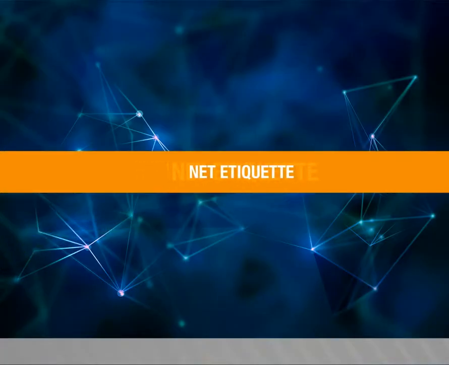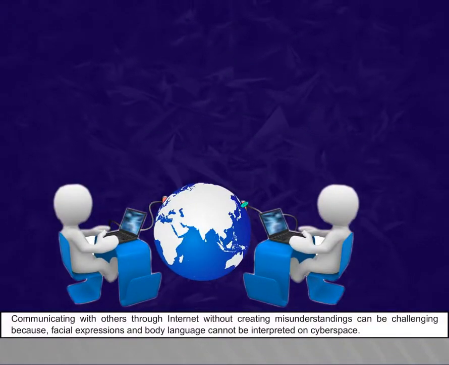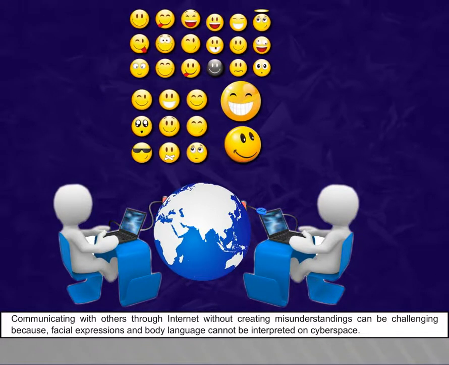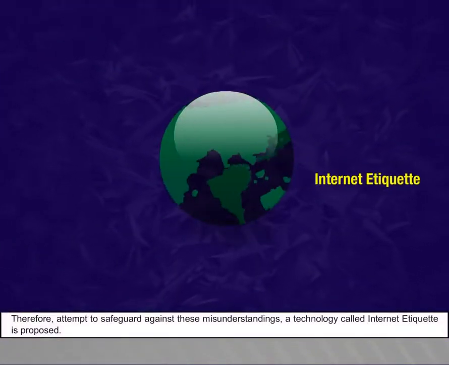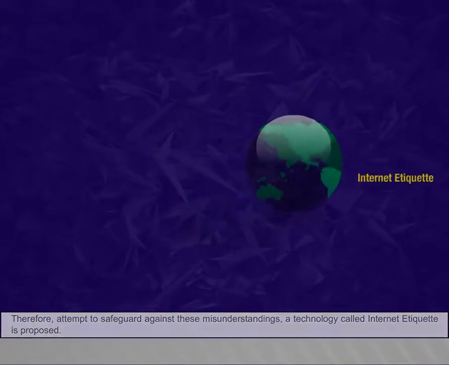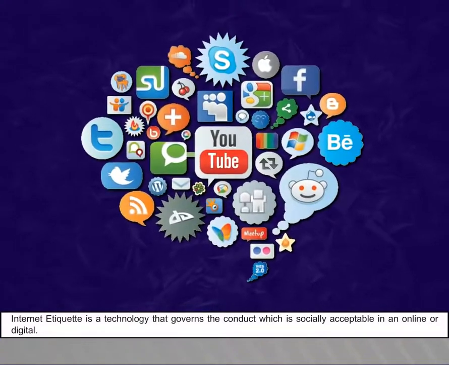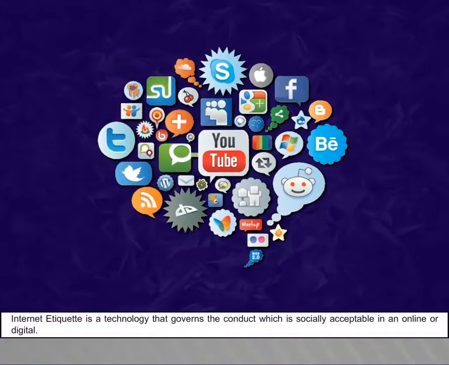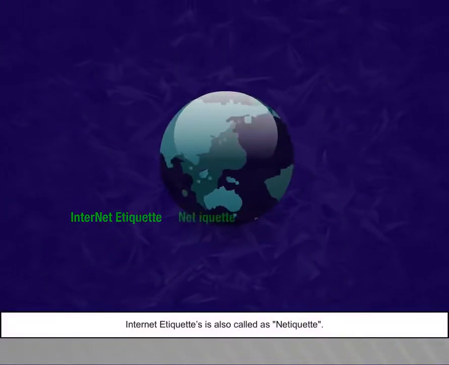Netiquette. In this video, we are going to see about Netiquette. Communicating with others through Internet without creating misunderstandings can be challenging because facial expressions and body language cannot be interpreted in cyberspace. Therefore, attempting to safeguard against these misunderstandings, a technology called Internet etiquette is proposed. Internet etiquette is a technology that governs the conduct which is socially acceptable in an online or digital setting. Internet etiquette is also called netiquette.